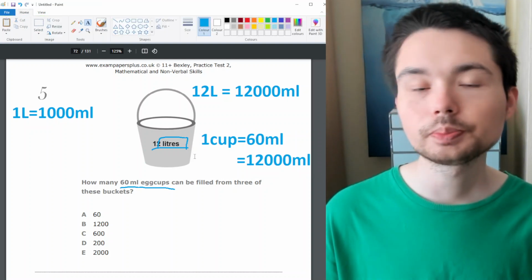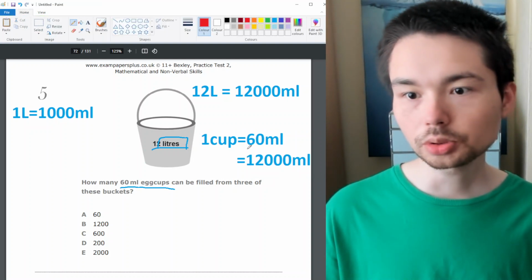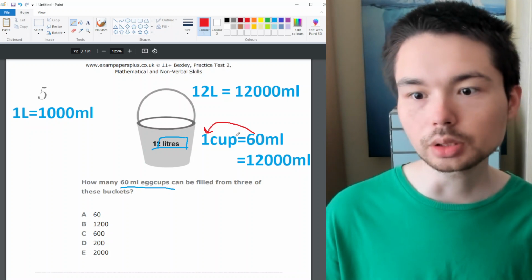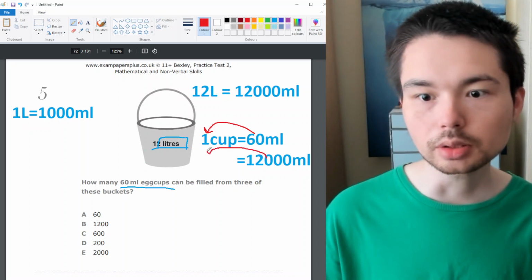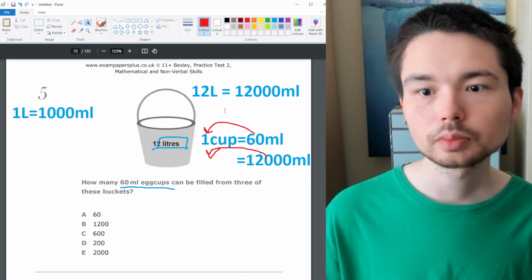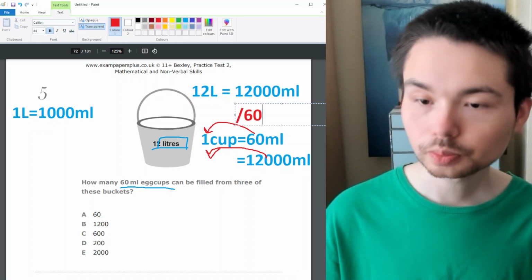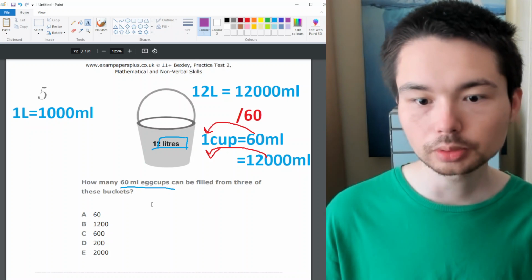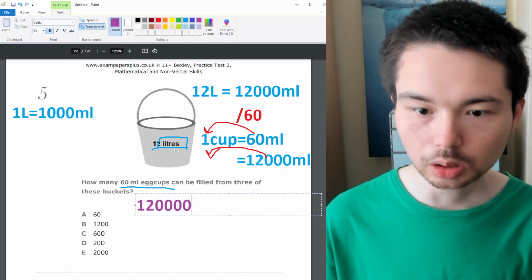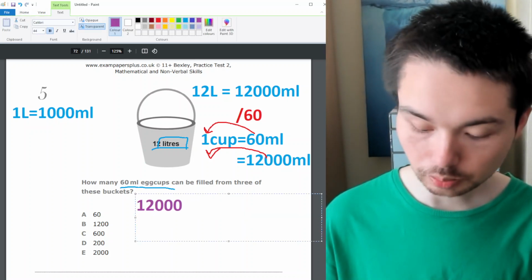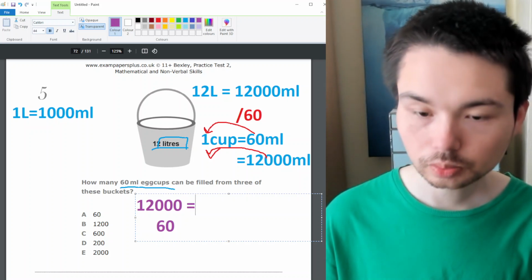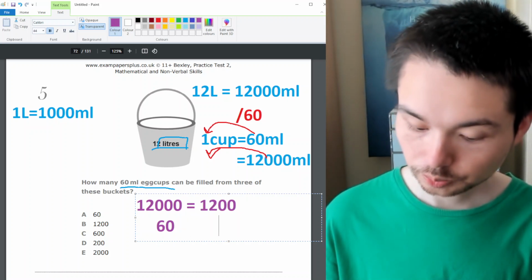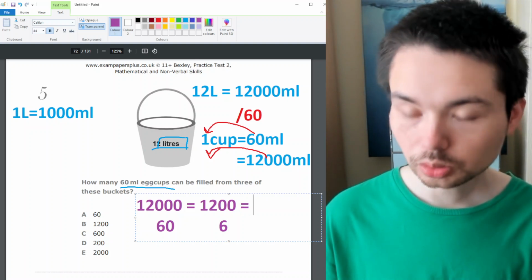Well, how'd you get there? We need to go across. Look, here. Go across. 60 to 1, let's divide 60. So you need to divide 60 here. That's the red arrow. Put one number over the other. 12,000 divide 60. 1200 over 6 is equal to 200.